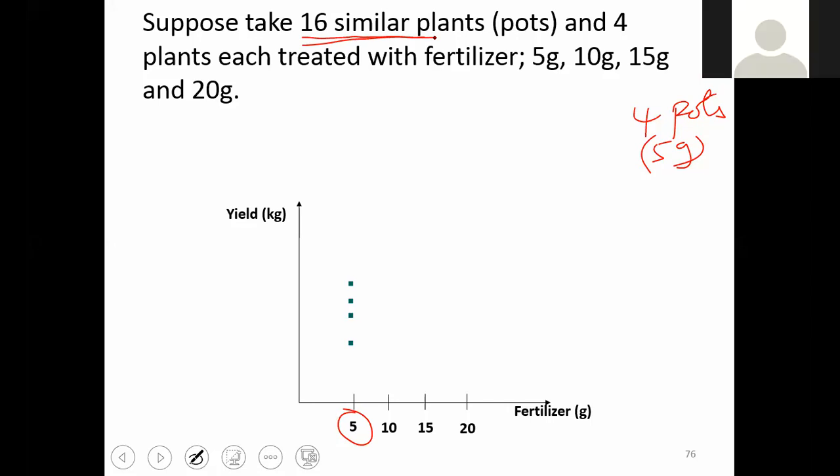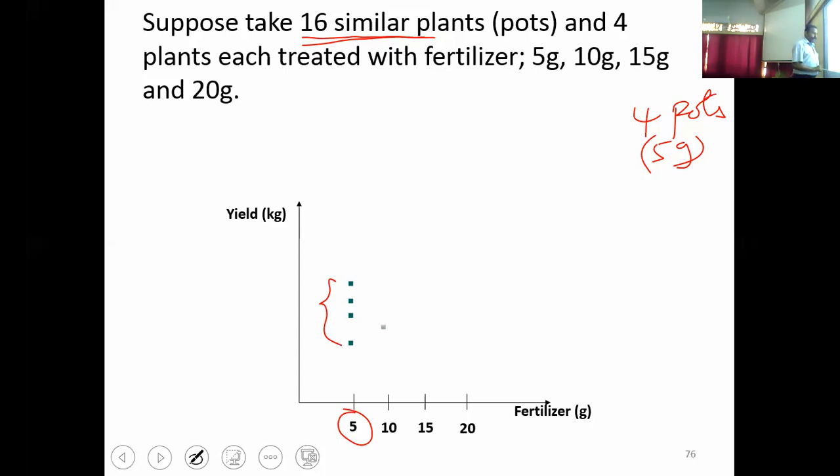Time of the application, same. The amount of water that I am pouring is the same. Weed management is the same. Everything is the same. Now, what is the reason for this difference? You see, there's a difference among these 4 pots. What is the reason?